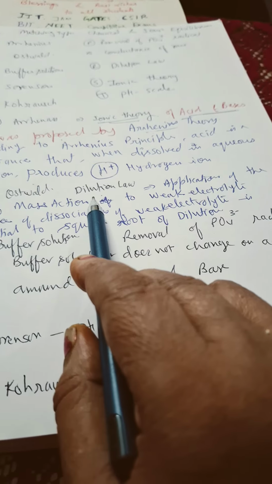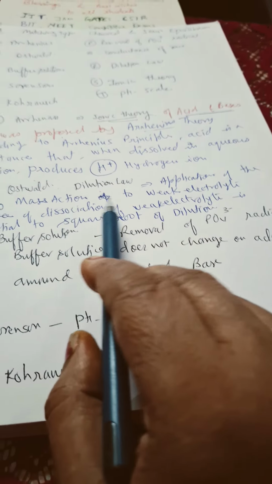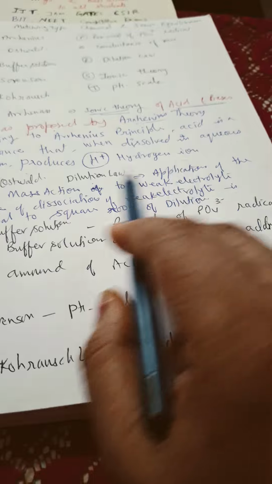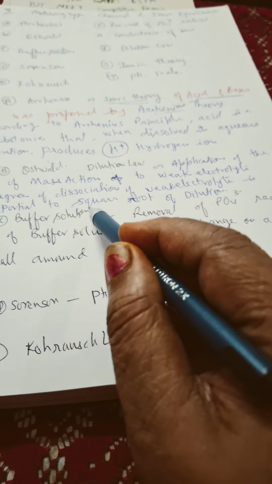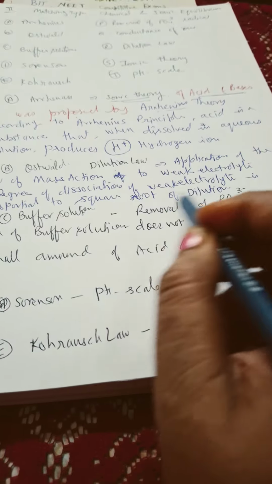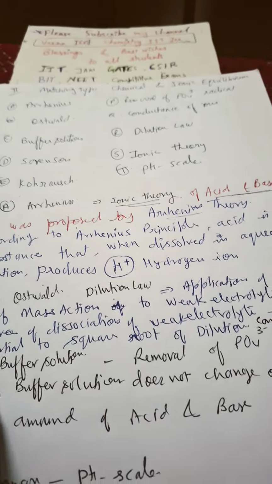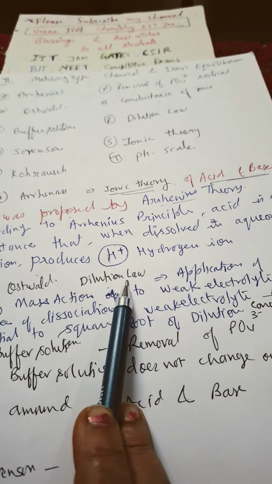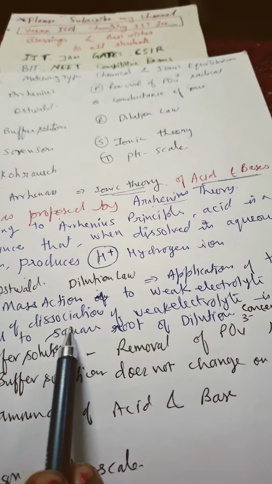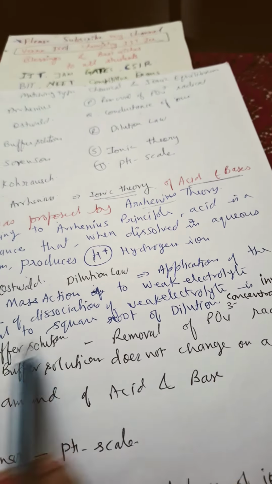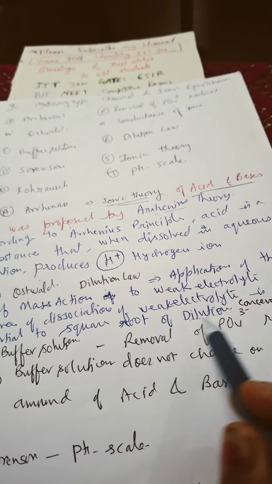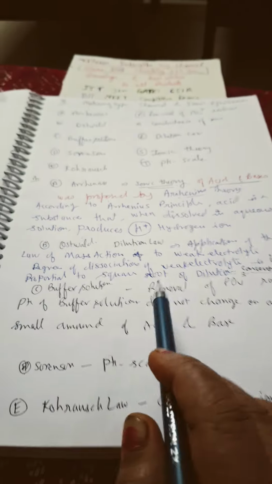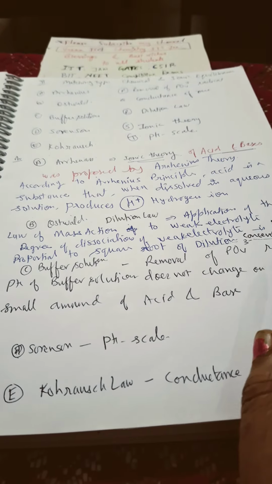And then second, Ostwald dilution law, an application of the law of mass action, is for weak electrolytes. That is why Ostwald dilution law is totally connected to that. The degree of dissociation of a weak electrolyte is inversely proportional to the square root of the dilution, or the concentration term is better. So inversely proportional to the square root of concentration.